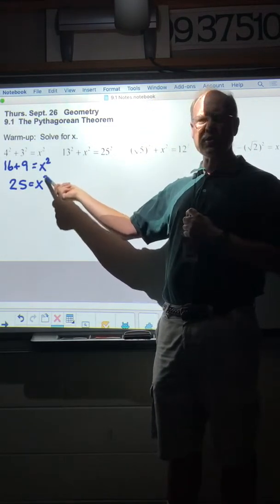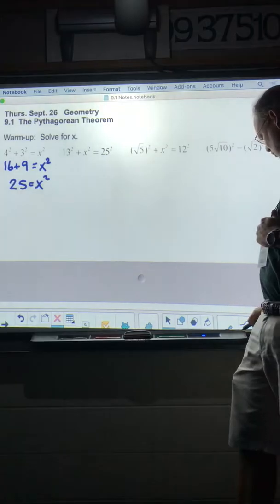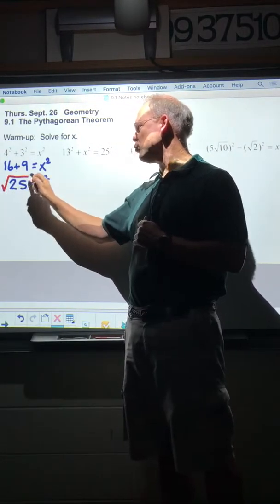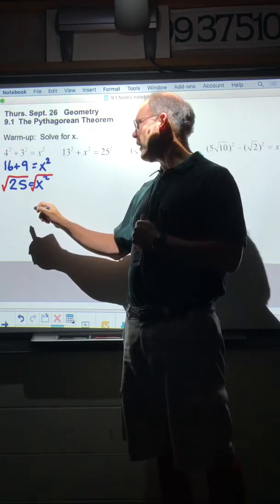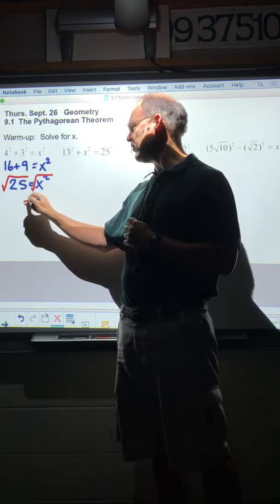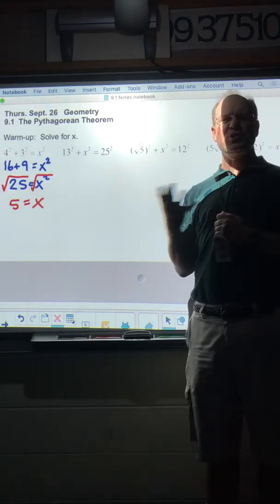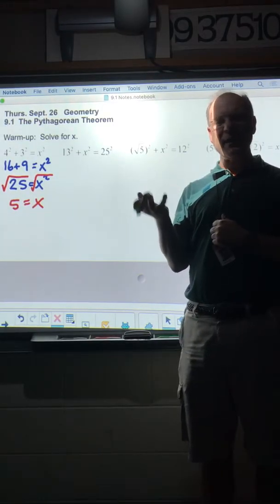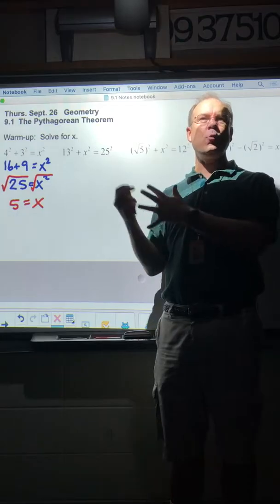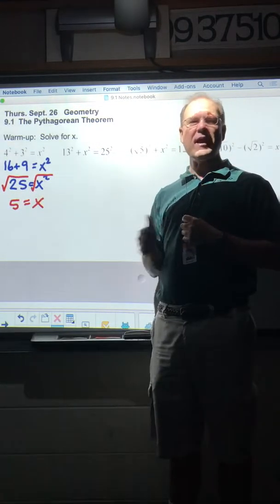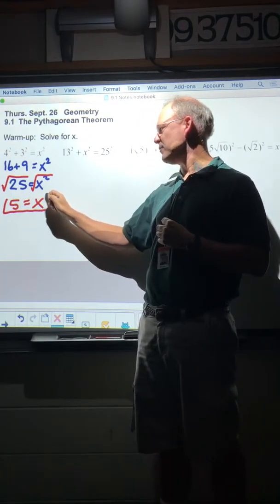To get rid of a square, we take the square root. Square root cancels out a square. So I will take the square root of both sides, and we'll get x equals 5. The square root is a number that when you multiply it by itself, gives you this number. So when we take the square root of 25, we're finding what times what equals 25. And the answer is 5 times 5 is 25. So the answer is 5.